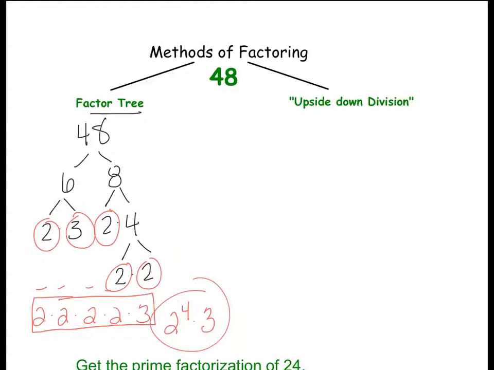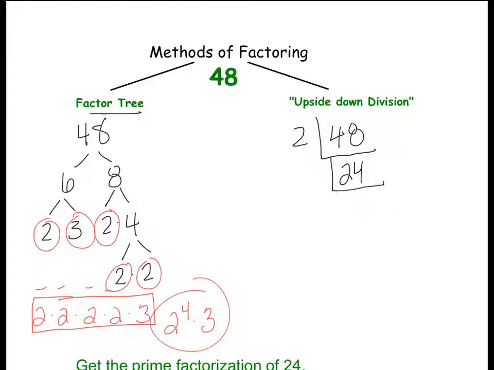Now, there's another way to get the prime factorization of 48. If you don't like the factor tree method, let me show you this upside down division method. You take 48 and you put it in an upside down division box. Now, you must think of a prime number that goes into 48. It must be prime. So I'm going to use 2. 2 is prime. How many times does 2 go into 48? Well, it goes in 24 times.